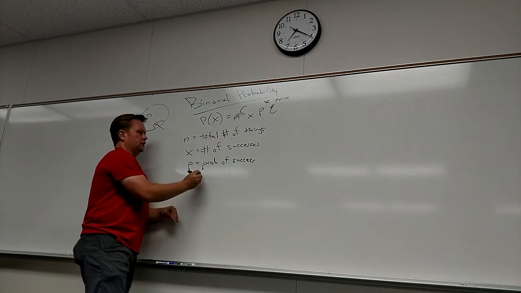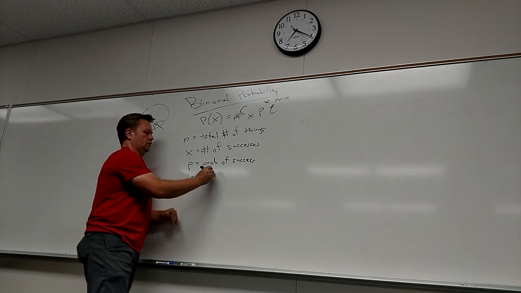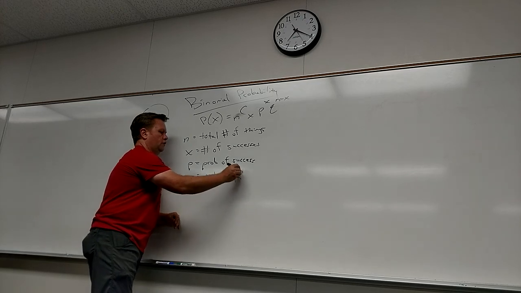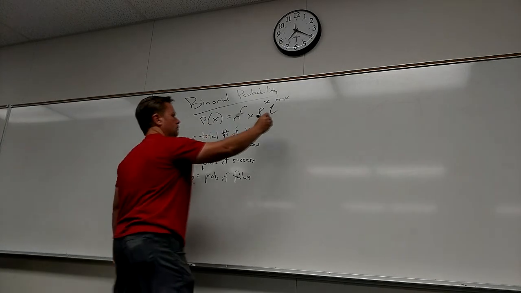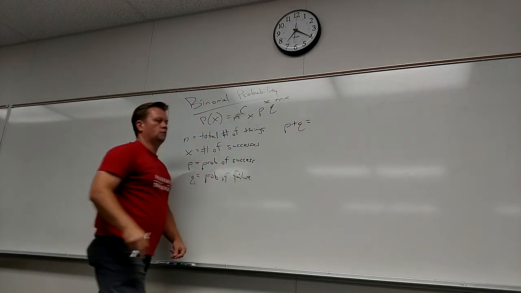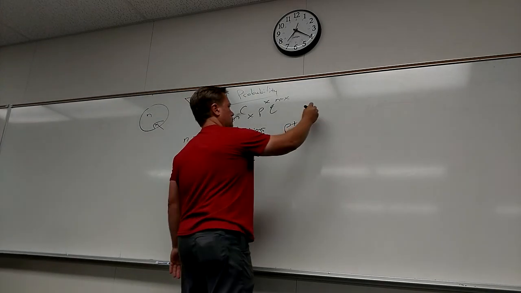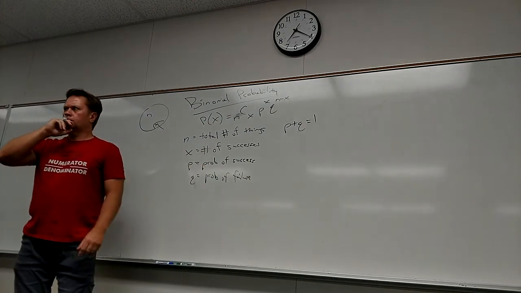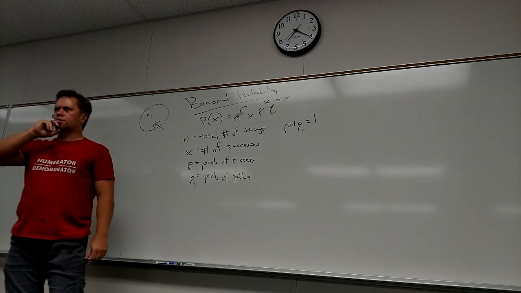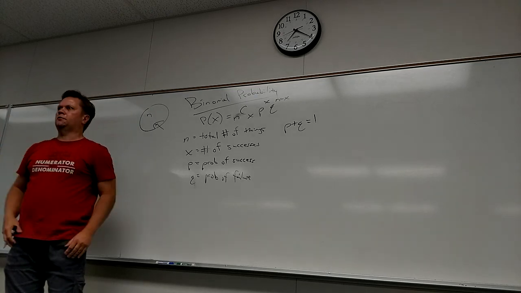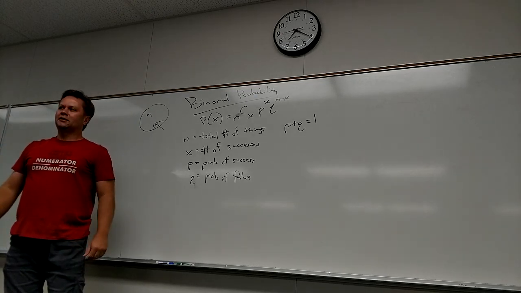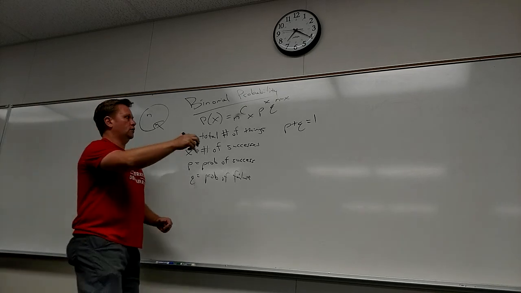And q, of course, is the probability of failure. What's true about p plus q? It's got to be 1. Right, two types of people in the world. People that believe people can be divided into two groups, and people that don't believe they can be. That was just for fun. What else?